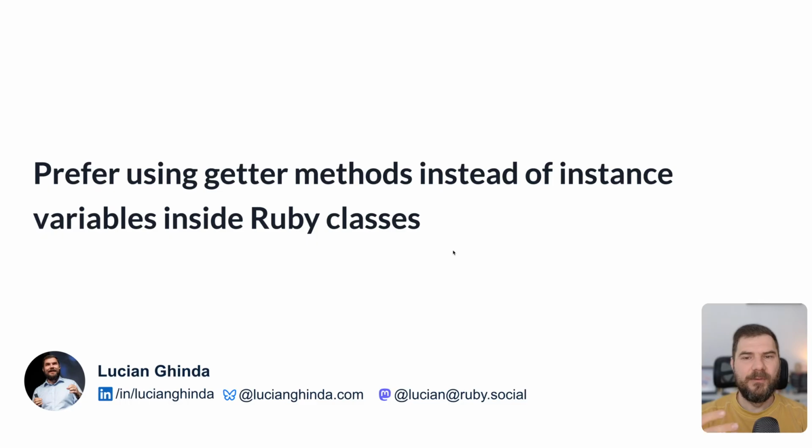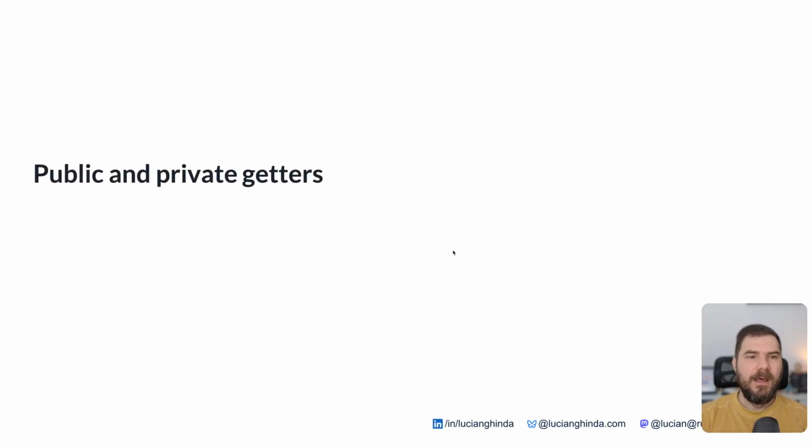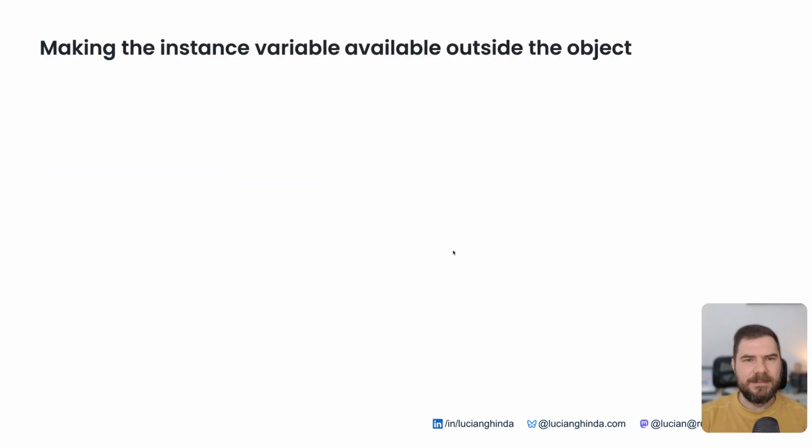Hello, I'm Lucian from Shore Ruby, and today let's drink a bit of coffee and talk about why I prefer using getter methods instead of instance variables inside Ruby classes. This is a personal preference. I'm not saying this is how you should do it, but I will try to present my reasoning about it and maybe have a conversation with you about this. So let's start. First, a very short and fast recap about public and private getters.